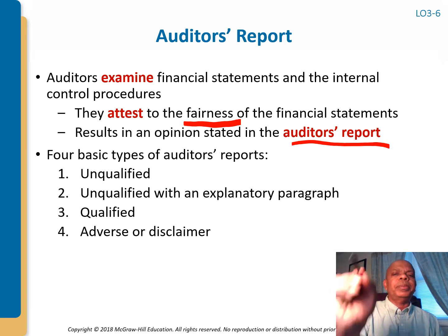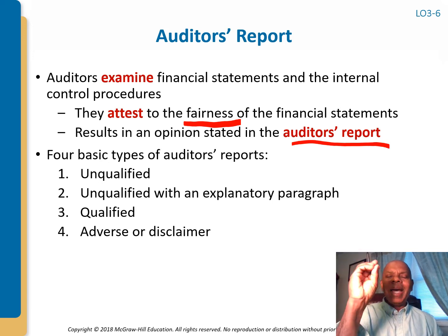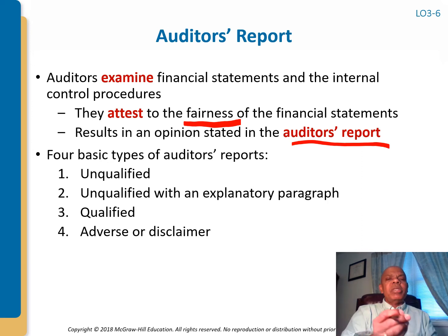in the auditor's report. Again, they're not going to say this is 100% accurate. They are not going to say this is correct 100%. They don't guarantee anything. But they're going to attest to the fairness of the financial statement. Reasonably, they follow GAAP. That's what it says. We're going to look into the individual types of reports that they're going to issue.